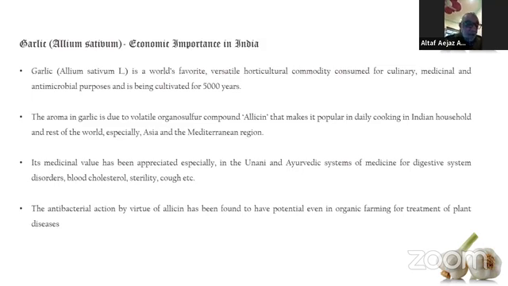Economic importance in India. What is normally the economic importance? Garlic is the world's favorite versatile horticultural commodity consumed for culinary, medicinal, and antimicrobial purposes, and has been cultivated for over 5,000 years. That means this crop has been in our soils for 5,000 years of history, and it is being consumed since then.